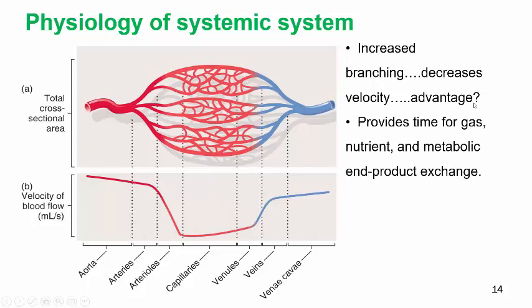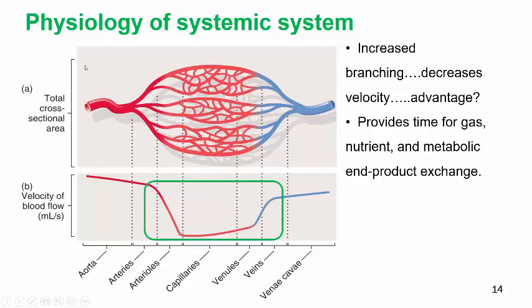And that is considered to be an advantage because as blood is flowing through the tissue bed, the very slow movement of blood provides time for gas exchange, which is molecular oxygen and carbon dioxide, nutrient exchange into the tissues, and metabolic end product exchange from the tissues and into the cardiovascular system.